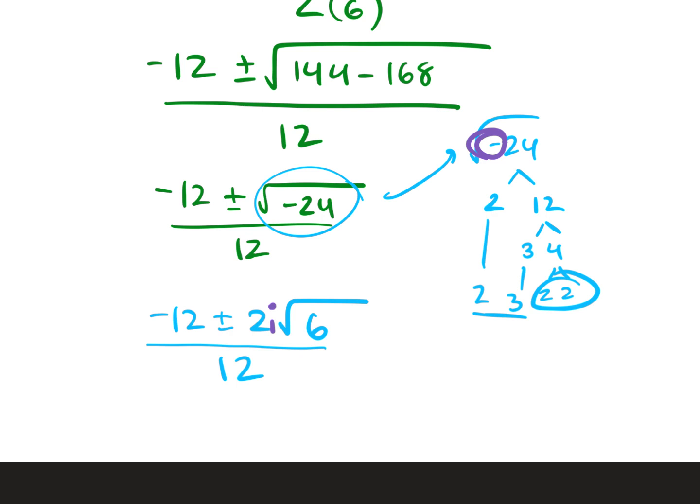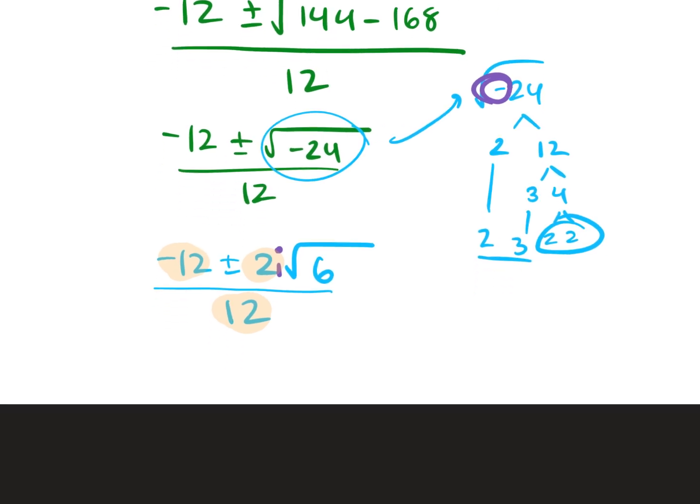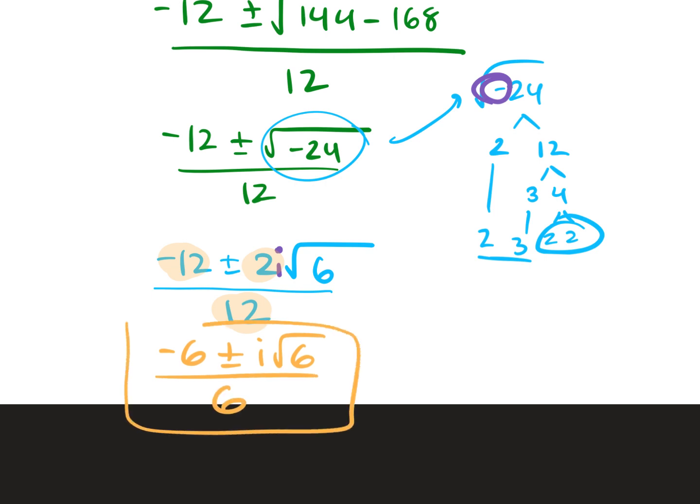Can we simplify this? Yes. If all three of our whole numbers are divisible by the same thing, you can simplify. But all three whole numbers have to. 3 of them, not just the first 2. So all 3 of them are divisible by 2. So this would be negative 6 plus or minus i square root 6 over 6.